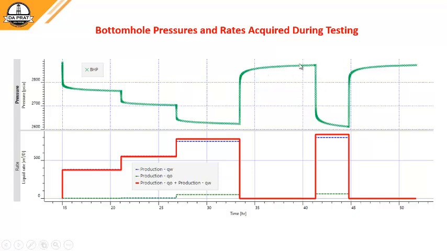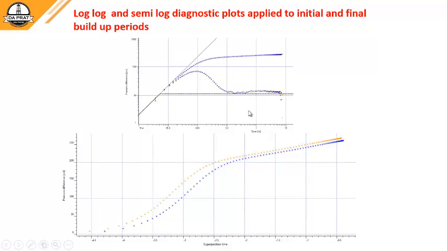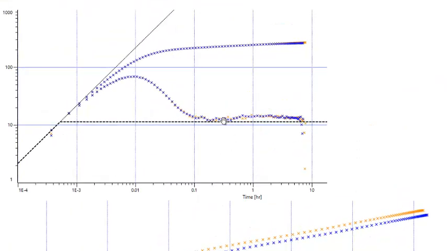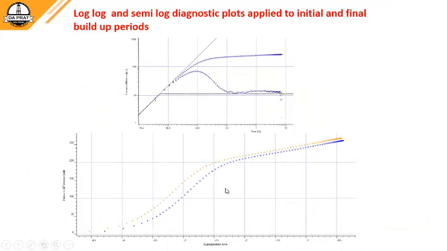So here we have two build-ups, build-up 1 and build-up 2, where we are now trying to extract information from the analysis and determine the parameters as said before. Well, we start with the classical log-log and semi-log diagnostic plots applied, in this case, to both build-ups, initial and final. You can see here they have, let's say, the same tendency. So this is the semi-log.